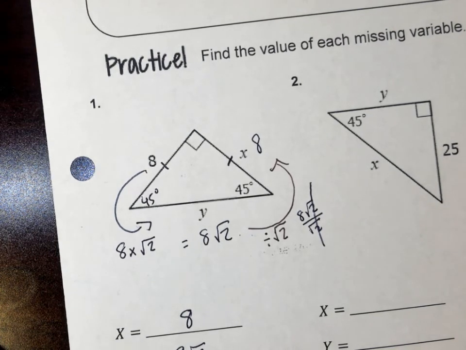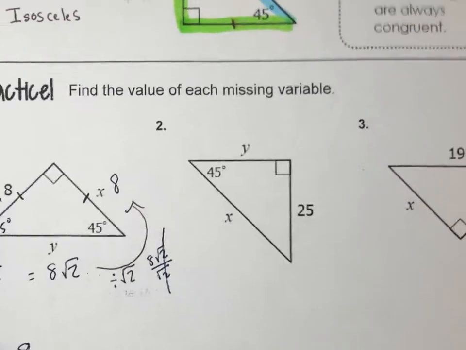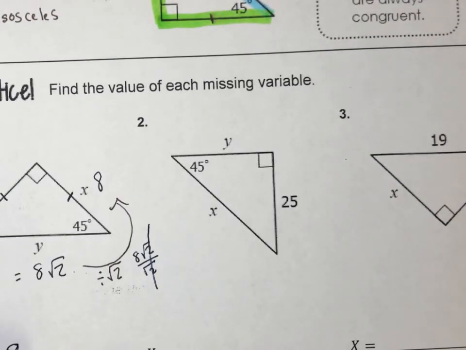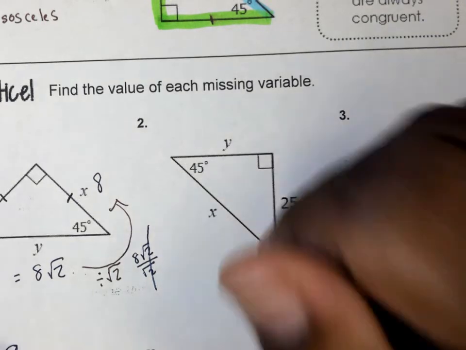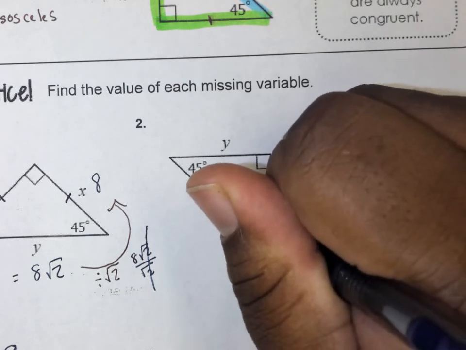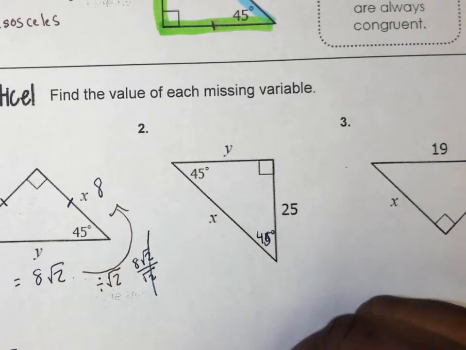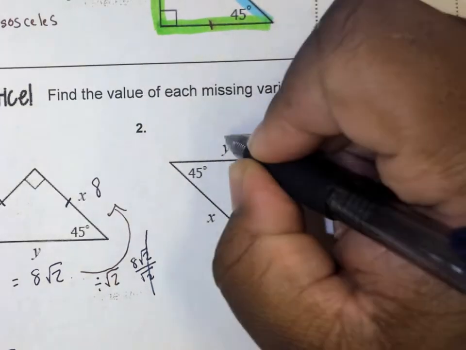Y'all okay with that? That's just a simple one, man. It's going to get hard. Next one ain't that bad. Number 2. That's a 45, 45, 90 triangle. Chris, what's the value of y? 25. The value of x?